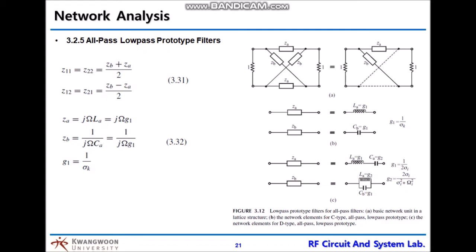The basic network unit for realizing all-pass low-pass prototype filters is a lattice structure, as shown in figure 3.12a, where there is a conventional abbreviated representation on the right. This lattice is not only symmetrical with respect to the two ports, but also balanced with respect to ground. By inspection, the normalized two-port Z parameters of the network are equation 3.31.